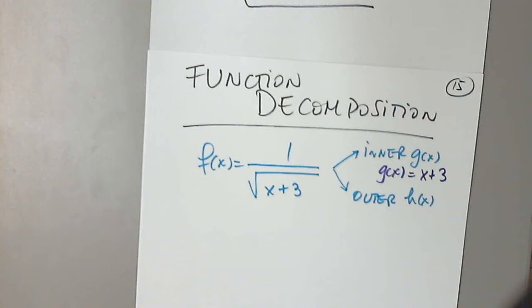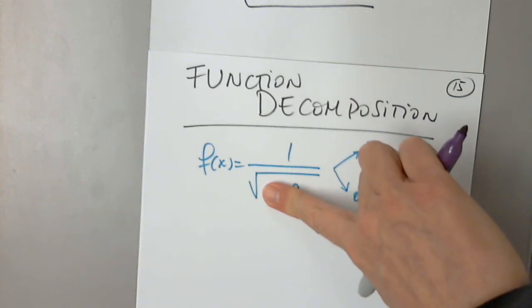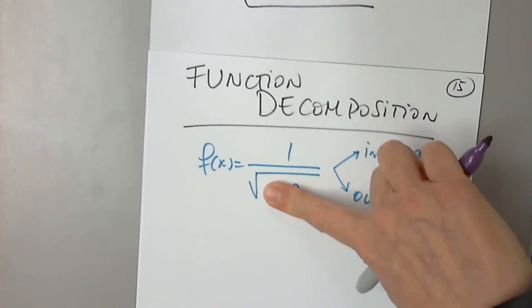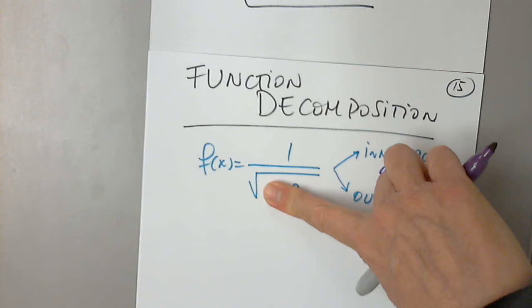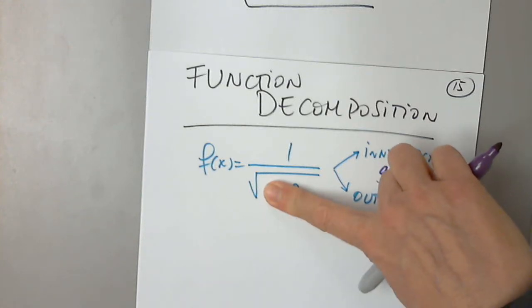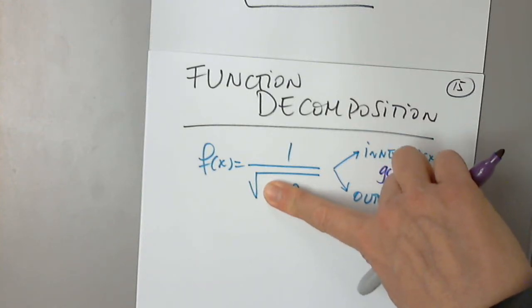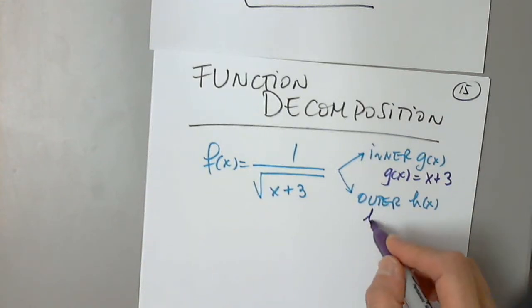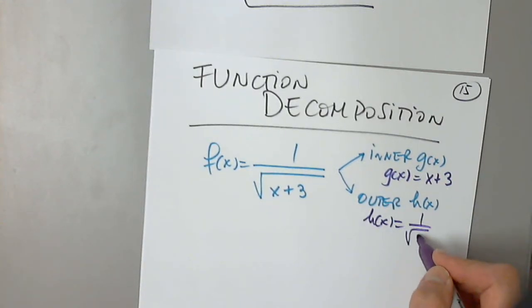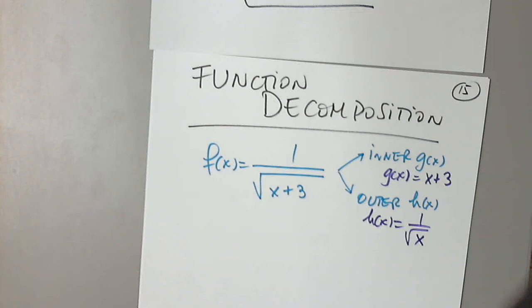Correct? Yes. Good. So now give me another function that you will apply to a number. Since we only want two functions now, what function will you apply to this number? Exactly. H of x is 1 over the square root of x, indeed. So that's what we call function decomposition. Is there more than one correct answer? Yes.